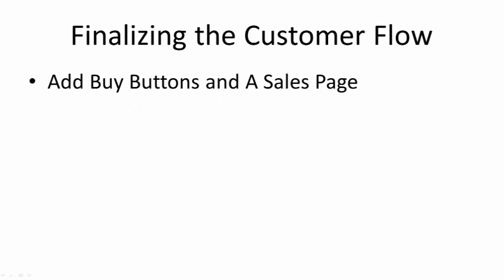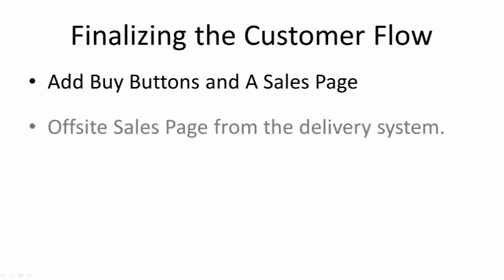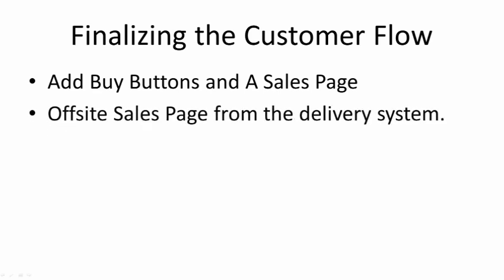Now, one of the things is that we'll need to get buy buttons from your JVZoo product, and we'll need to add them to a sales page that you create. Typically, you're going to want to have your sales page on a site other than your membership site. Now, you will have a version of that sales page in your membership options area, but you want to have your sales page operating separately so that the sales process can happen as well as the membership process and onboarding can happen smoothly.